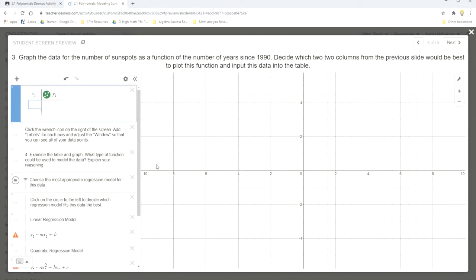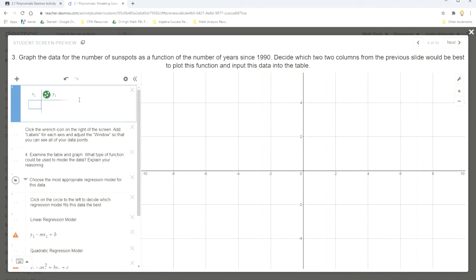Hey y'all. I wanted to talk to you guys about this slide. This is slide 5 from our 2.1 Polynomials Modeling Sunspots Desmos activity. Now, a lot of people have been able to work on this slide, but there's been some confusion about it, and so I figured I would just make a quick little video discussing it.